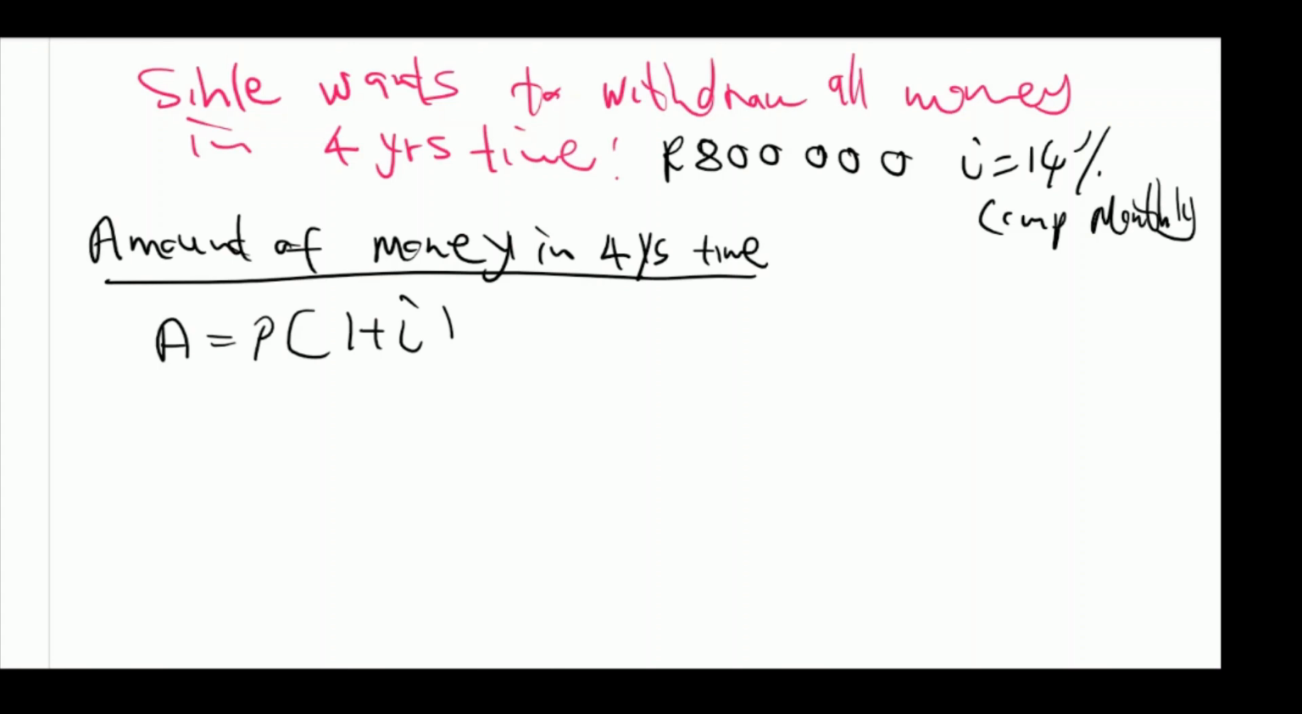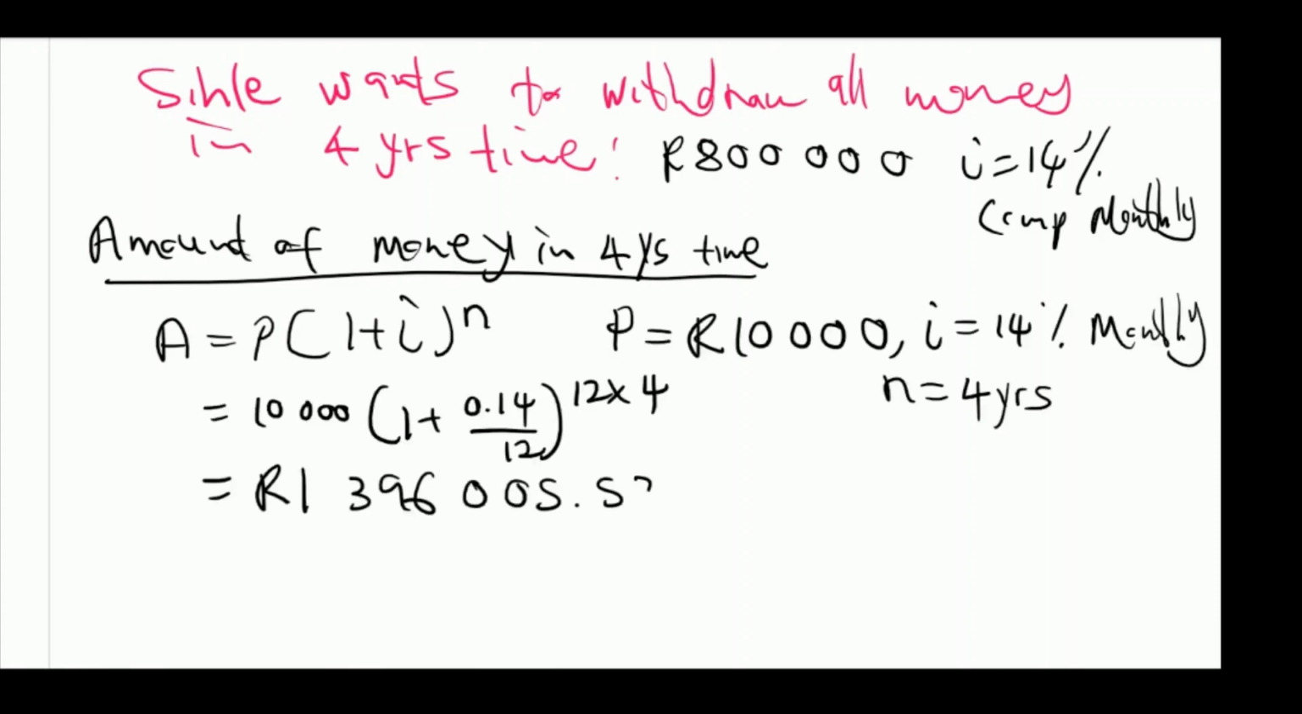So we're going to say 10,000 into 1 plus the interest rate 0.14 divided by 12 monthly, to the power of 12 times 4. So the amount of money that would be in the account is 1,396,005.535. So this is the amount of money that will be in his account, right? If, let's say, for example, we assume that this 10,000 rand is being invested into the account, then we'll be having this amount of money in the account.